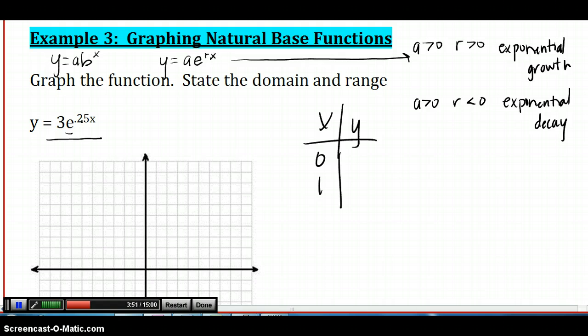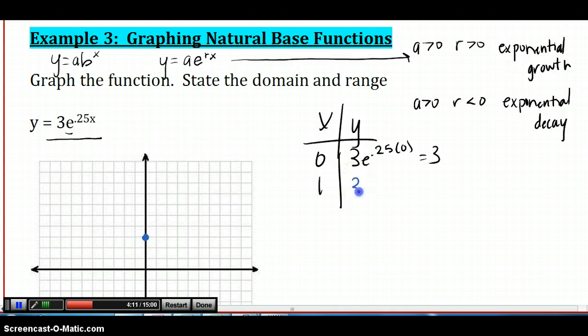So if you plug in 0, we have 3 times e to the 0.25 times 0. Well, that's just 0. E to the 0 is 1, so that's 3. So our first point is 0, 3. Let me use a different color so you can see my dot. 0, 3.